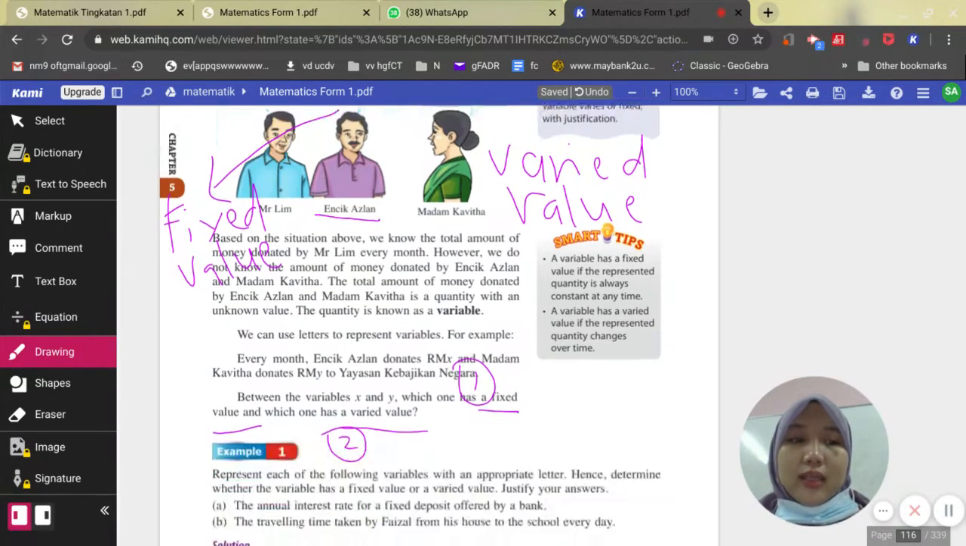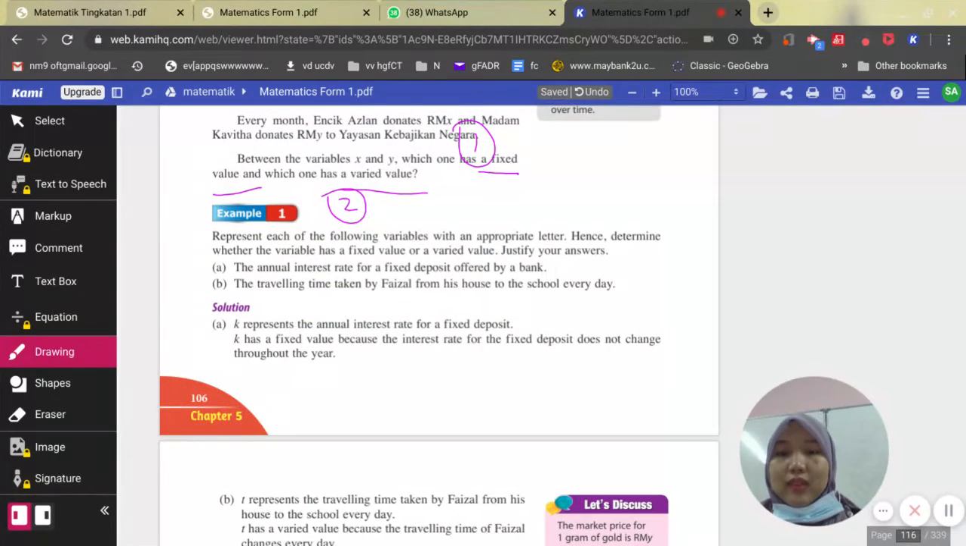Okay, let's look at example 1. So this is what you're going to do later. For example 1, we need to represent each of the following variables with an appropriate letter, and then we determine whether it is a fixed or varied value. Dalam contoh satu ni, kita kena bagi dia huruf yang berkaitan. Dan kemudian kita bagi reason, kita tentukan sama ada dia fixed value ataupun varied value.